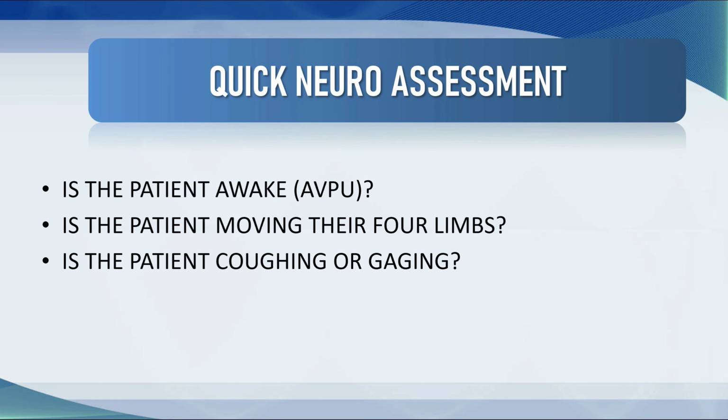Is the patient awake? Beyond that, we also want to know if the patient is moving all four of their limbs. This is important because it's really problematic if you have a patient who isn't moving an arm or a leg. We don't know if the patient is injured or not. We don't know where the level of injury is. And oftentimes the level of consciousness is too low to do a proper formal neurological exam. We also want to know if the patient is coughing or gagging, because that means that they can protect their airway once we extubate them.